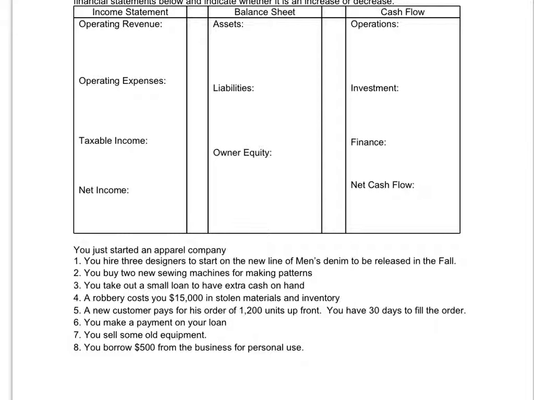Hi, wanted to give you an explanation of essential question number 1 that was given on November 9th in the fall of 2011. So let's start off with your first element, which is you're running an apparel company. You hire 3 designers to start a new line of men's denim released in the fall. I think the key phrase here is you hired 3 designers. That looks like to be an expense.